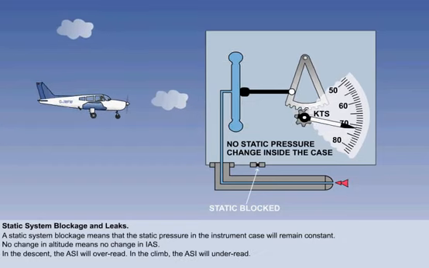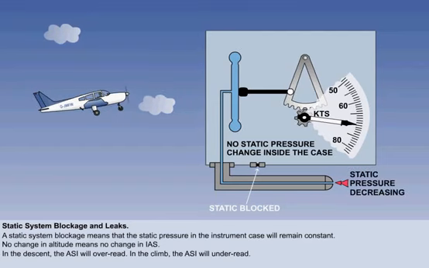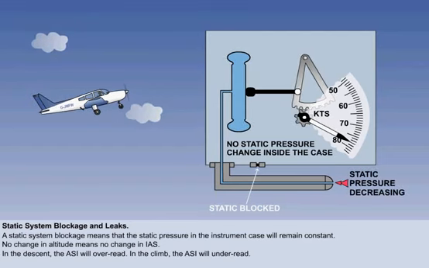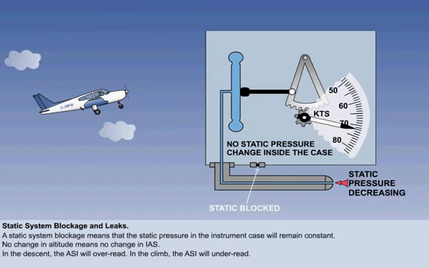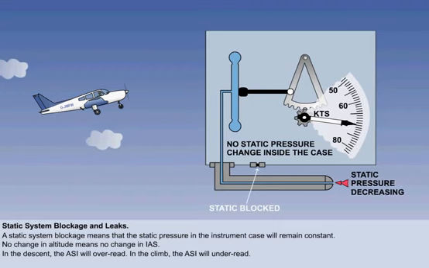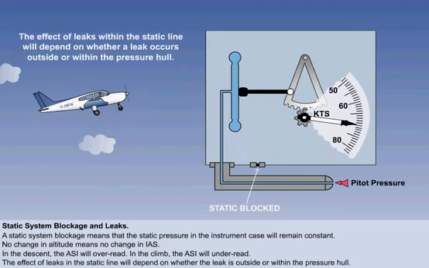Conversely, in the climb, the static pressure in the instrument case will become artificially high, and the metal capsule will not be able to expand correctly. The ASI will therefore underread. If we now consider a leak in the static line, the effect will depend on whether the leak occurs outside or within the pressure hull of the aircraft. For instance, in a pressurized aircraft, if the leak occurs within the pressure hull, the static pressure sensed will be the cabin altitude pressure and not the ambient static pressure.